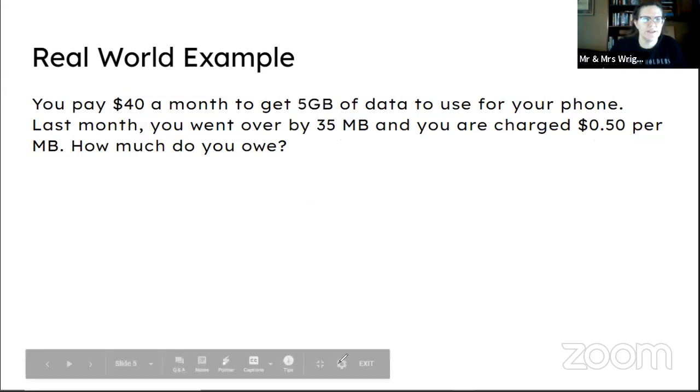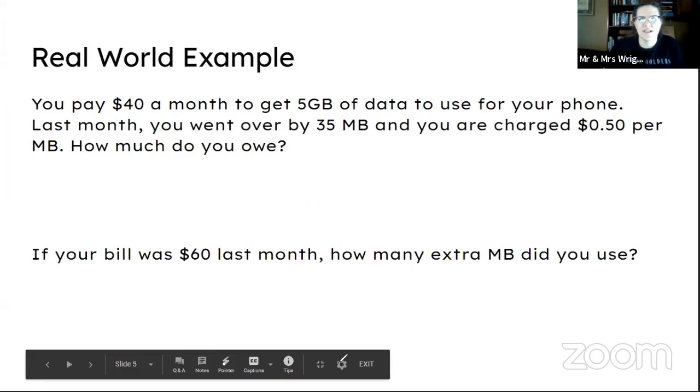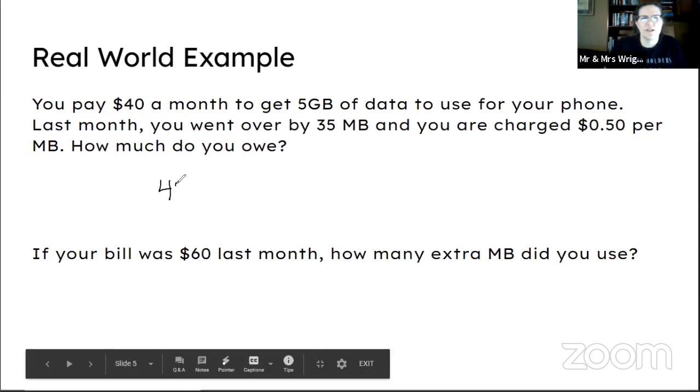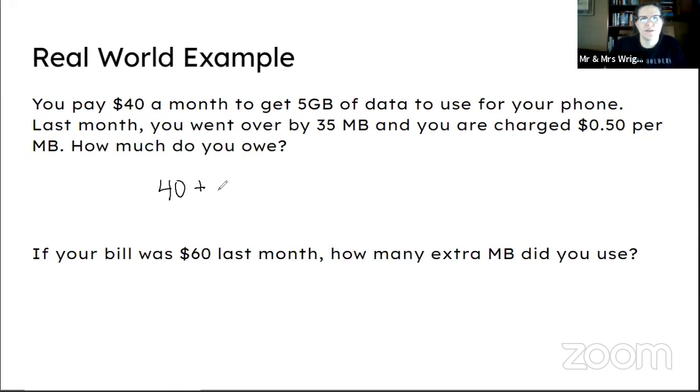Next question. If our bill was $60 last month, how much extra did I use? Well, if we think about this, every month we have to pay $40 plus 0.5 or 1/2 times X, X being how much we went over, right? So we have this general equation that tells us how much our bill is going to be every single month. If we stay under our 5 gigabytes of data, we don't go over our allowed amount, then we only have to pay $40 because you'd put a 0 in right here.